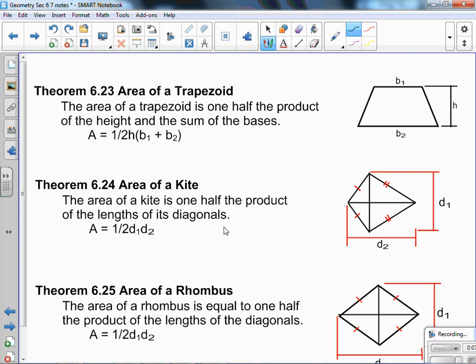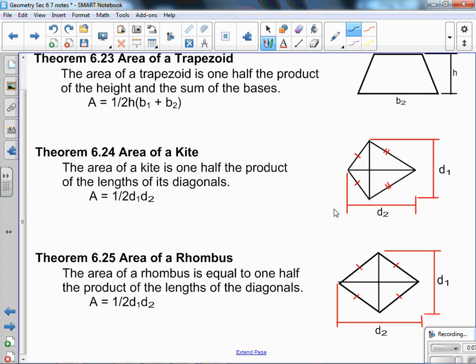So theorem 6.24, area of a kite, and 6.25, area of a rhombus. They both have the exact same formula. They're kind of similar looking figures anyway, but it's area equals 1/2 of the product of the lengths of the diagonals. So take the two diagonals, so going from one vertex to the opposite vertex, take the lengths of those two diagonals, multiply them together, and then multiply that by 1/2 or divide it by 2, same thing.